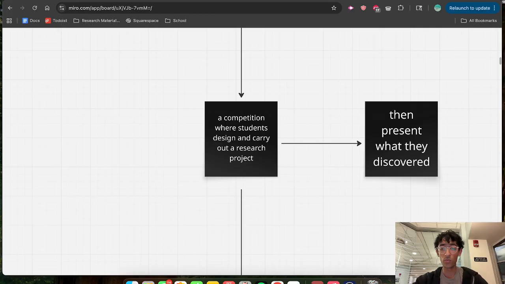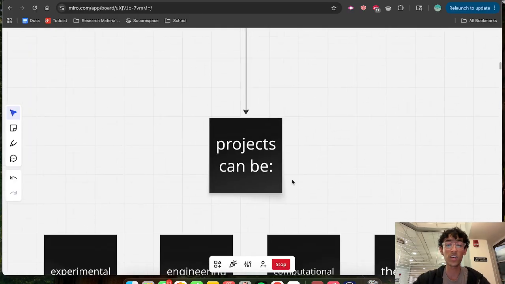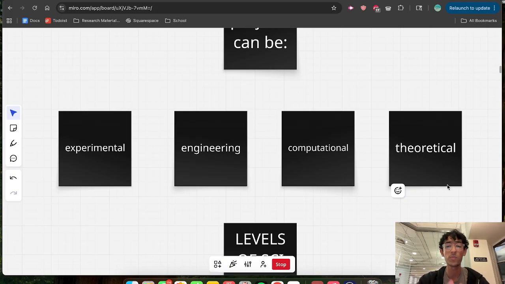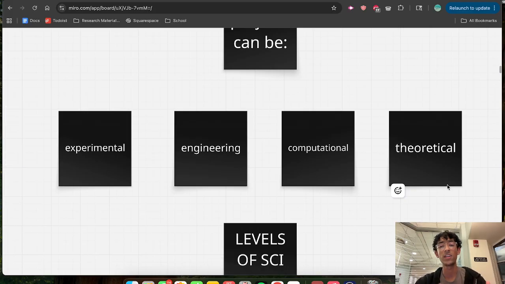So there's a few different ways to do this. There's a few different types of projects. And here's kind of the main four types, right? You have experimental, engineering, computational, and theoretical. Okay, so what does all of this mean?